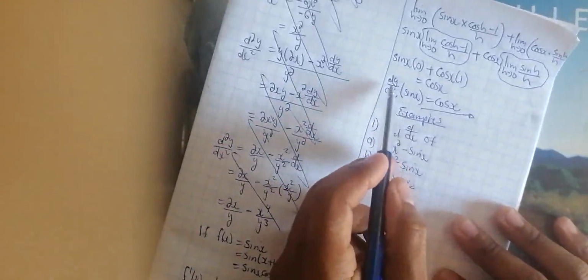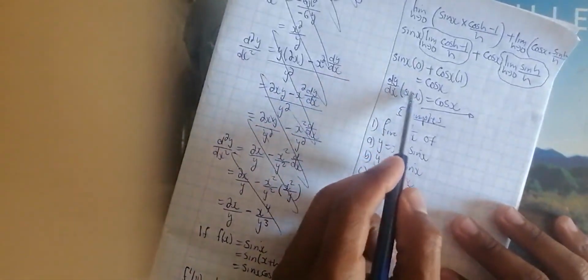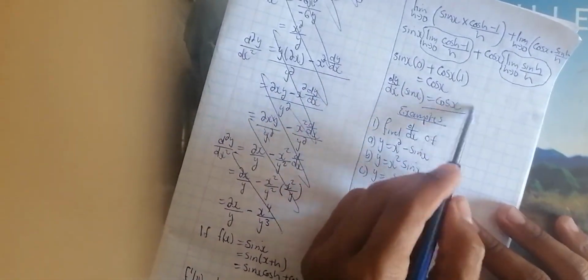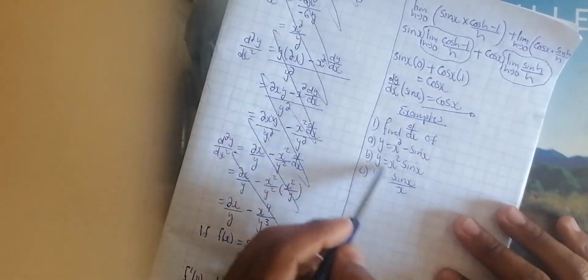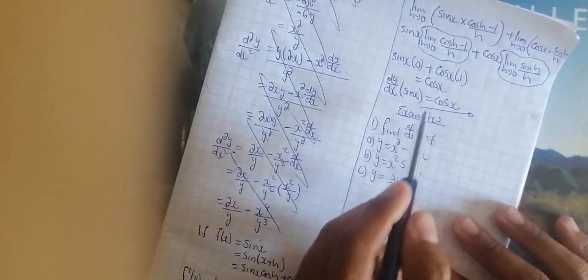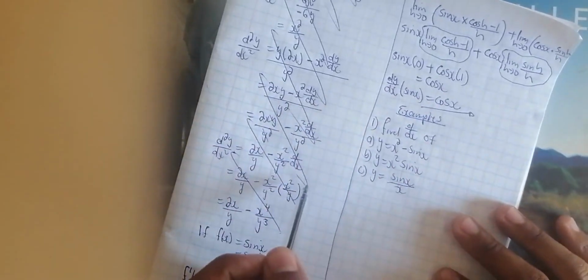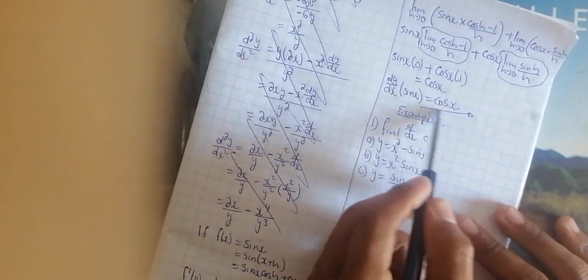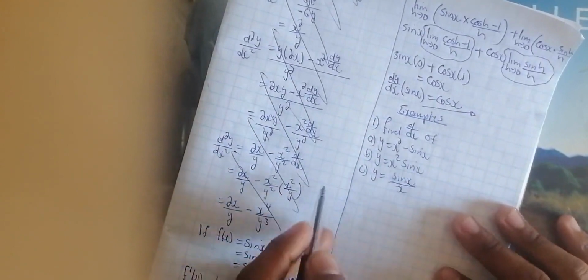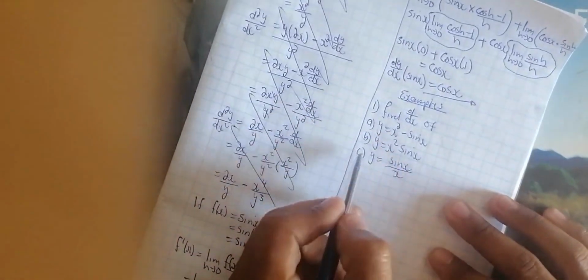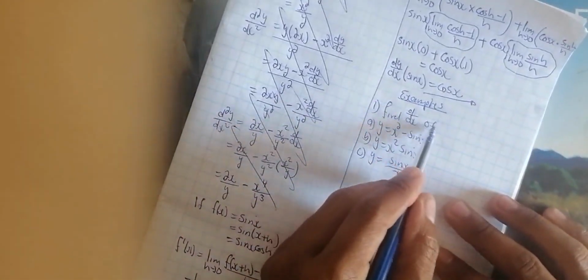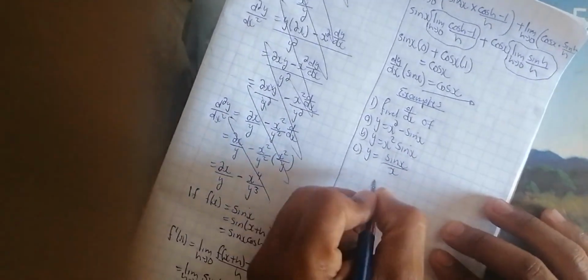So we have just shown that the derivative of sine x is equal to cos x. Now we're going to try and do these examples so that we can see the application of this, in fact, where we can use this substitution. So we have these problems. Find dy over dx of the following.